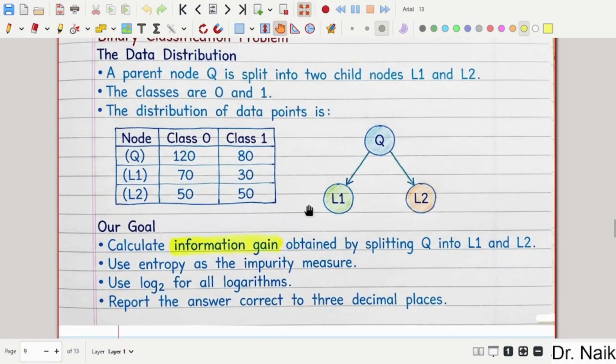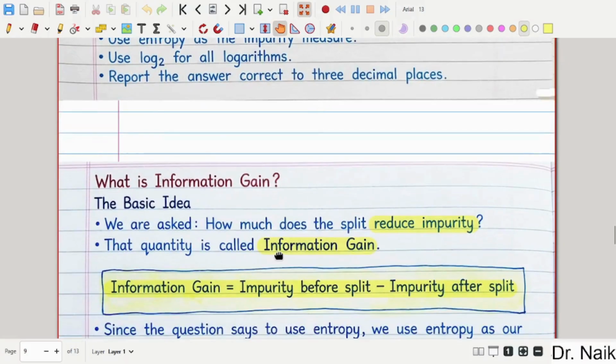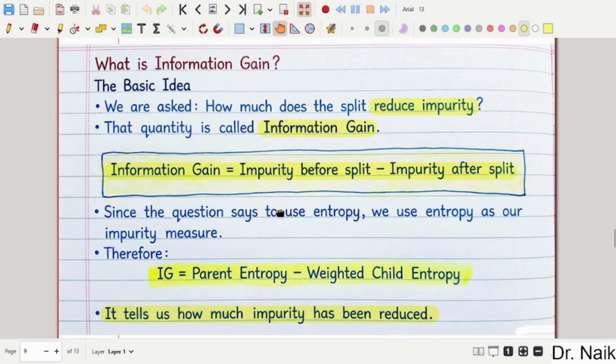And our goal is to calculate the information gain obtained by splitting Q into L1 and L2. Use entropy as the impurity measure and use log with a base 2 for all logarithms. Report the answer correct to 3 decimal places. So let us understand what we mean by the information gain.